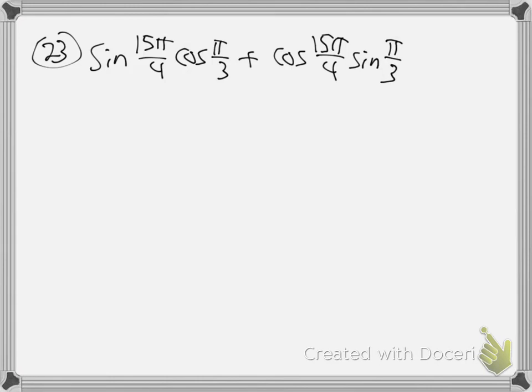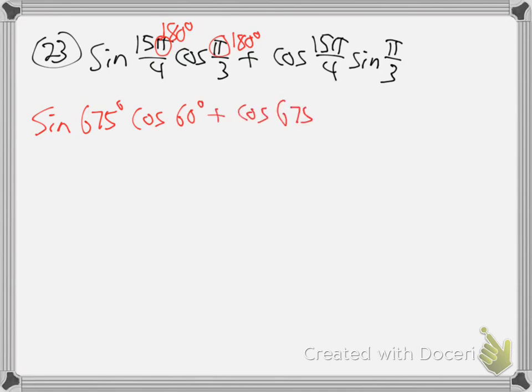So let's see. 15 pi over 4. I'm going to stick in a 180 there for pi, and a 180 there for pi. Use your calculator: 15 times 180 divided by 4. That's 675 degrees. Cosine of 60 plus cosine of 675 sine 60. Good. I just changed it all to degrees by popping a 180 in for pi, like we always do.